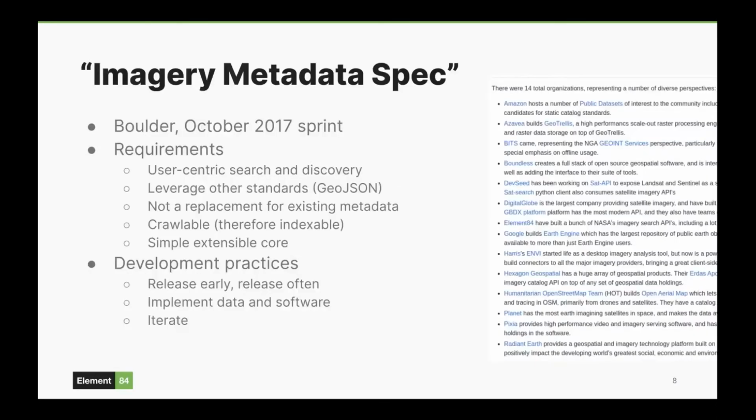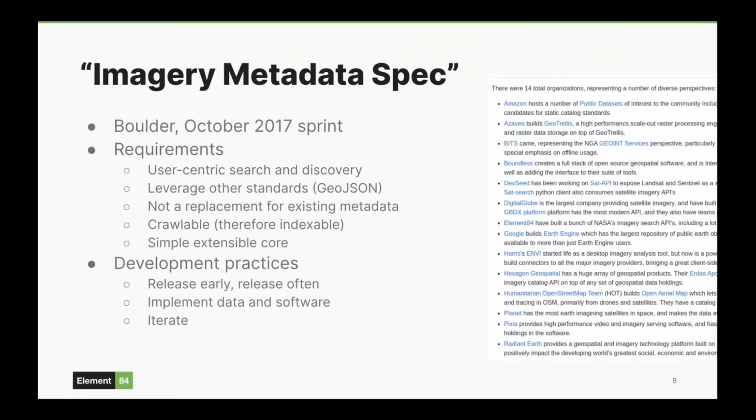So back in 2017, the first sprint that was organized by Chris and Radiant Earth in Boulder, right after State of the Map, it didn't even have a name back then. I think that it was just imagery metadata spec. And the requirements, so a group of organizations and people had come out, and the requirements really were to have a search and discovery of geospatial data that was user-centric. It was focused on the user. That wasn't the data provider. It was the people that were actually using the data.